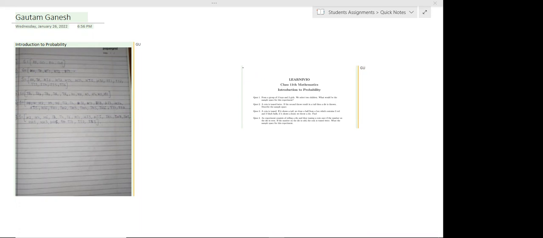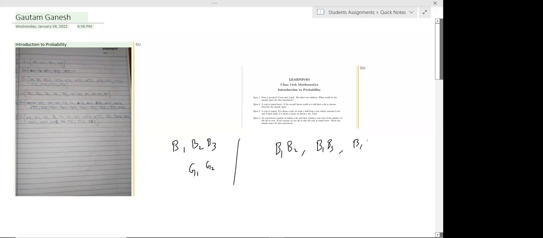Already, Gautam, you sent the assignments, right? In the first question, they are saying, from a group of 3 boys and 2 girls, we select 2 children. What would be the sample space for this experiment? Suppose I name them B1, B2, B3, G1 and G2. You need to select 2 children, so they can be either B1, B2, B1, B3, B1, G1, B1, G2, or B2, B3, B2, G1, B2, G2. Same for B3, G1, B3, G2, or G1, G2. Right? This will be the sample space.